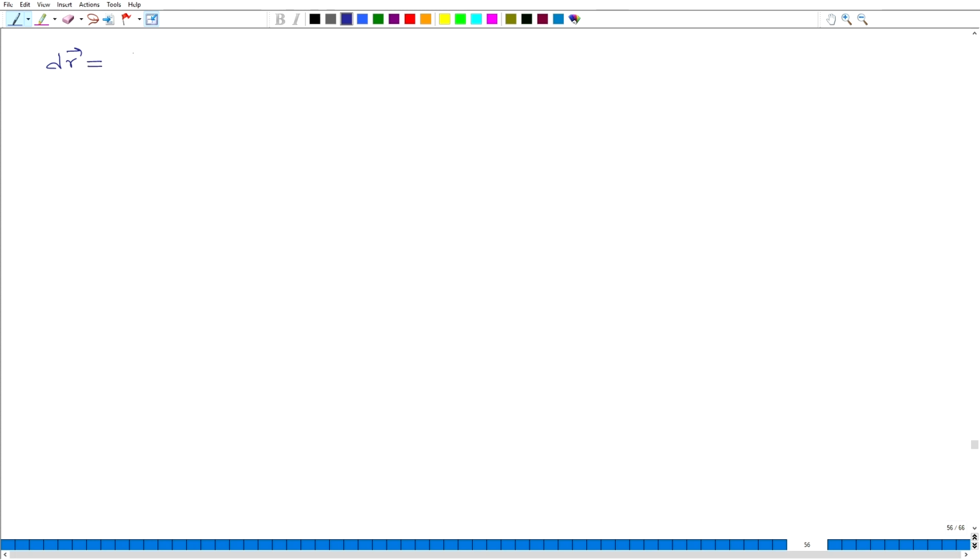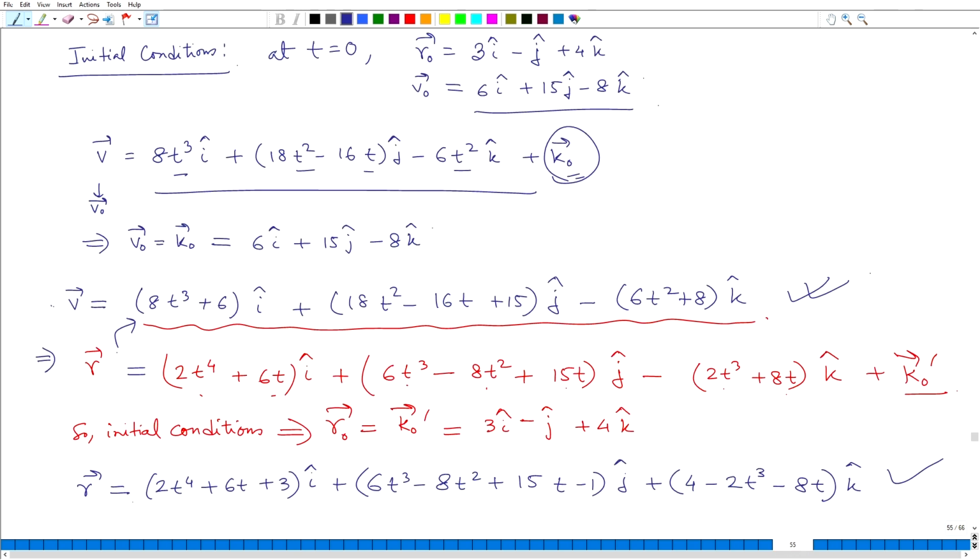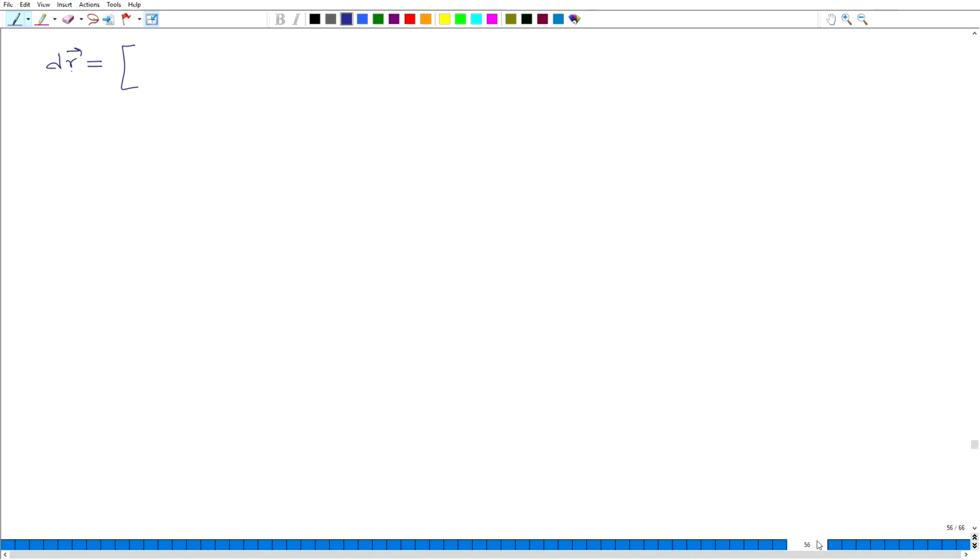The vector dr is nothing but, so this is just a function, r is a function of t. So if you do dr, finally the infinitesimal will be transferred to t. Okay. So if you remember the expression of r, if you correctly do the calculations, dr would get (8t³ + 6)i.